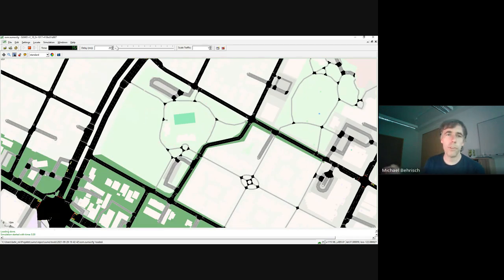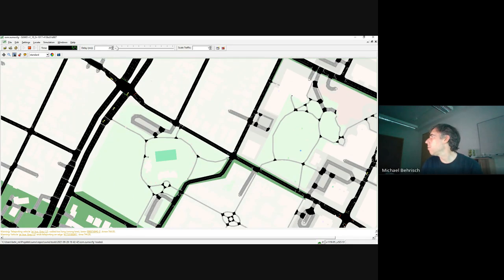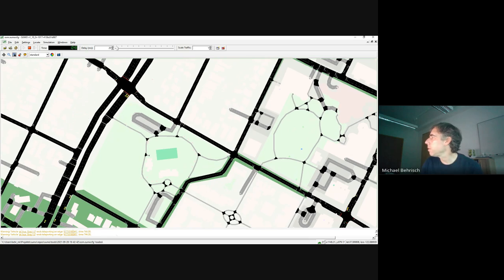So everything is, of course, here. The traffic is completely randomly generated, but the network should be more or less realistic. As you can see, it also does quite a good job.